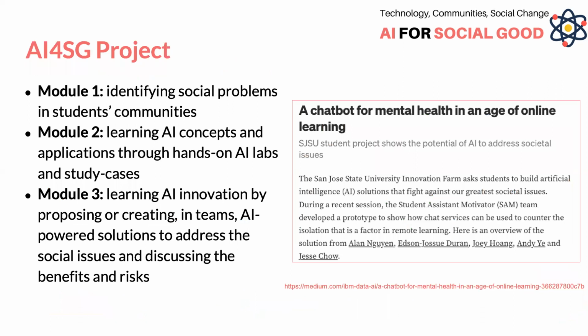Let's briefly talk about the different modules in the AI for Social Good project. There are three modules. Number one, students identify social problems in their own communities. Number two, they learn AI concepts and/or AI applications through hands-on AI labs and case studies. And module three, students learn AI innovation by either proposing or creating AI-powered solutions to address the social issues that they identified in module one, and at the same time discuss the benefits and risks.